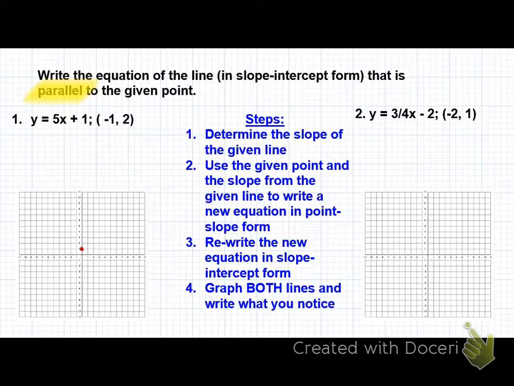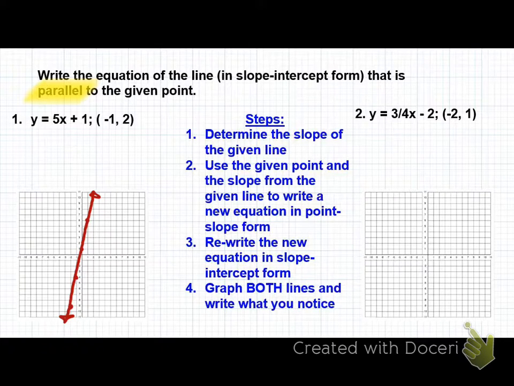So when we graph the original line, we're going to put our y-intercept at 1. And then I'm going to count up 1, 2, 3, 4, 5 over 1. And we're going to plot a point here, and we're going to keep going, counting and plotting a point, and in both directions I'm going to draw a line. Okay? So this is the original graph.